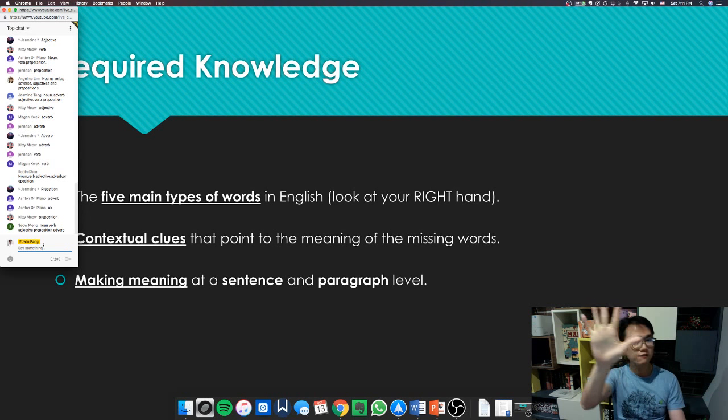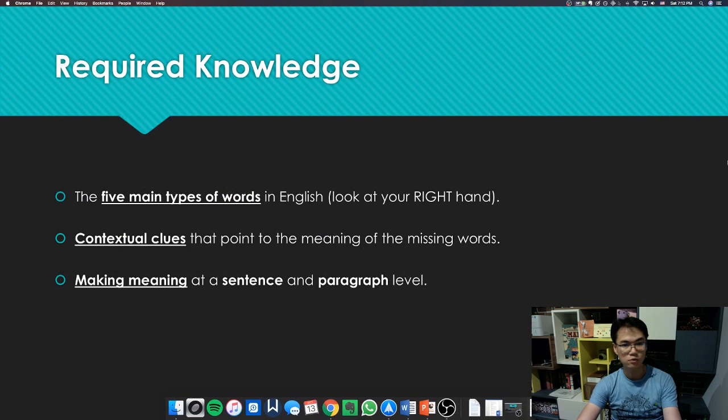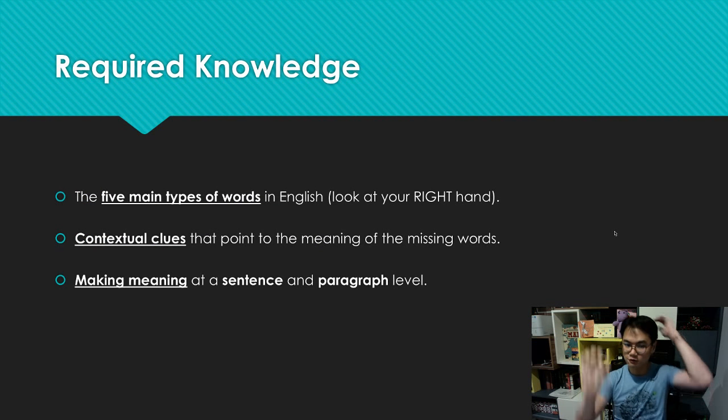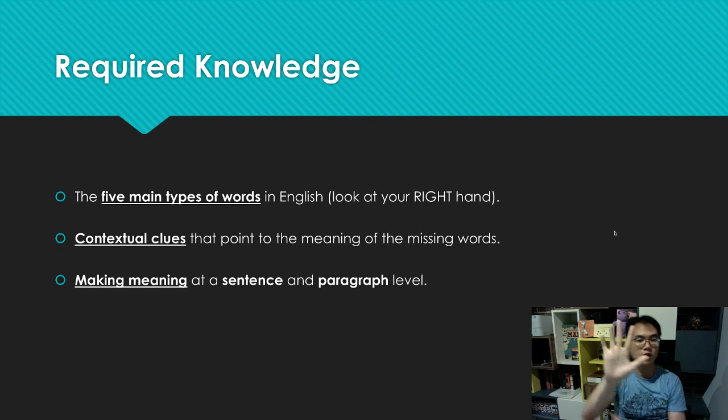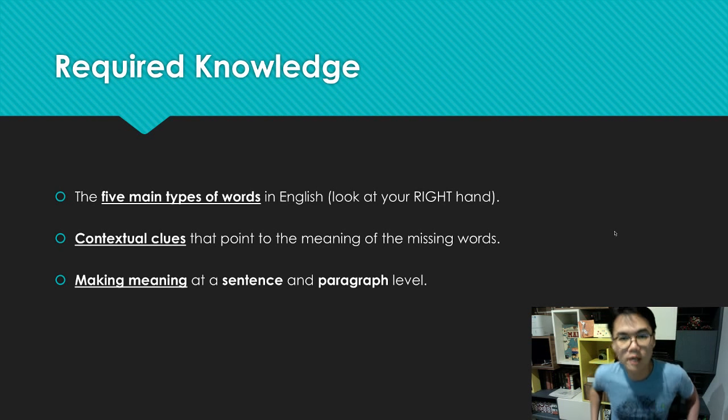So remember, these 5 word types, and they're not the only word types, these are just the biggest families of words in English, often play to each other. Okay? Right, very good. So let me move on. Let me minimize the chat window and let me move on. So that's the first thing you need to remember, the 5 major word types. The second thing you need to remember is contextual clues. Now, what are contextual clues?